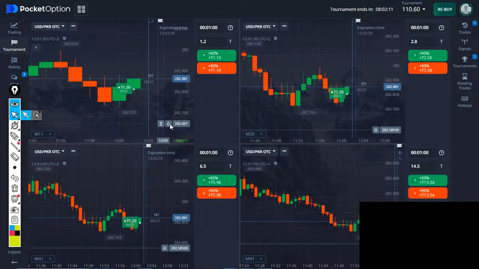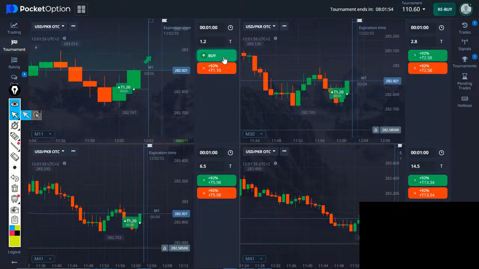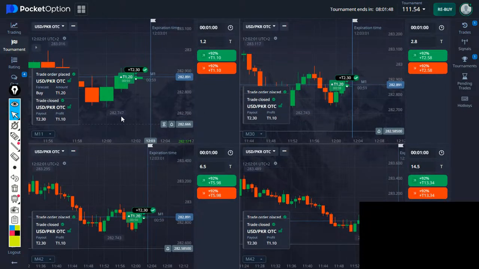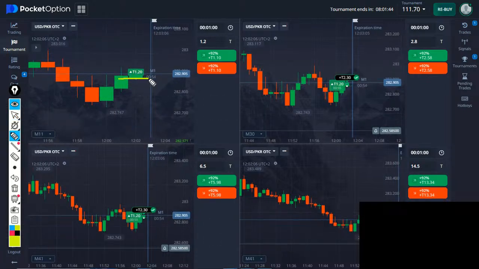20 seconds left. Nice. Beautiful. Come on. That's it. Very nice. So we'll go for a buy as well. 2, 1. Go for a buy. Massive drop to the down. Massive gap down. This thing should shoot.